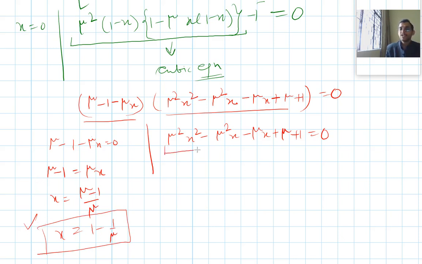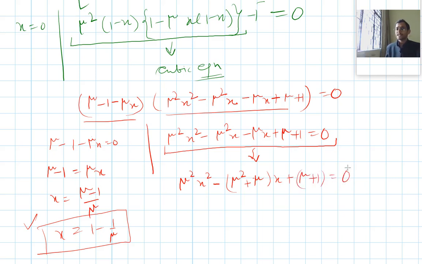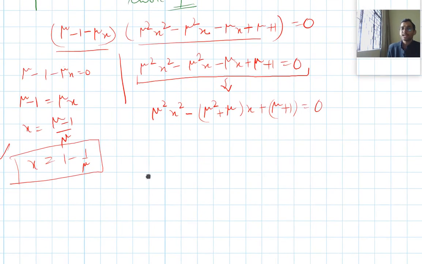But if I try to look at this part, then this can be written as mu square x square minus mu square plus mu x plus mu plus 1, it is equal to 0. Now it is a quadratic in x, so I will solve this quadratic equation. And if I try to solve this quadratic equation, then what am I getting?